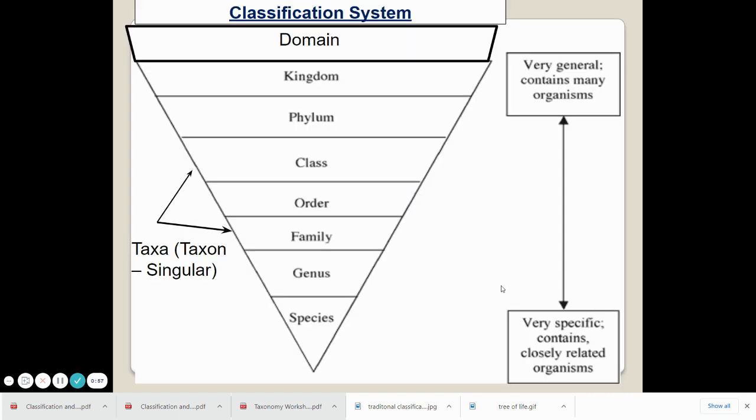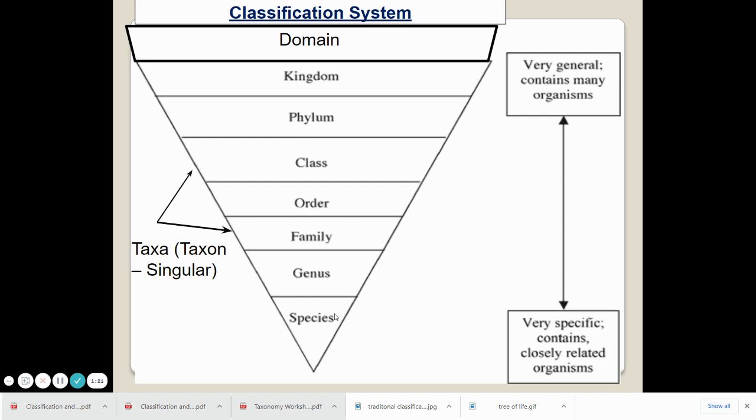Now, when it comes to the classification system itself, the different groups that organisms are arranged in are called taxa. Now, if we're talking about a single group, then it is a taxon. So taxon is singular and taxa is plural. This system starts with the largest group, which is the domain, and goes down to the smallest group.